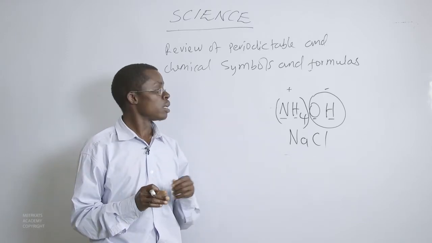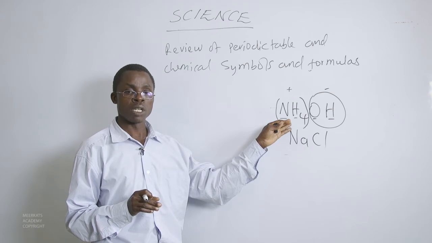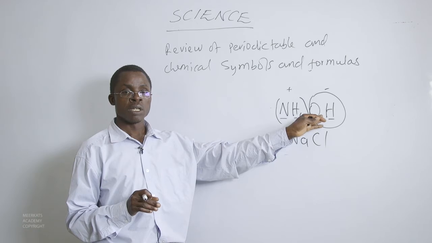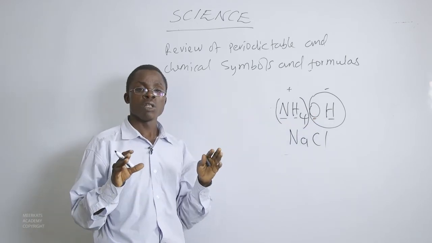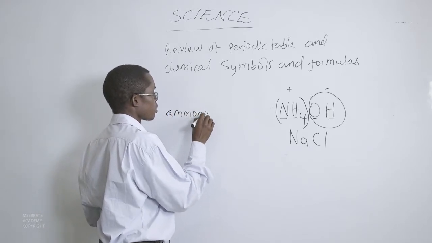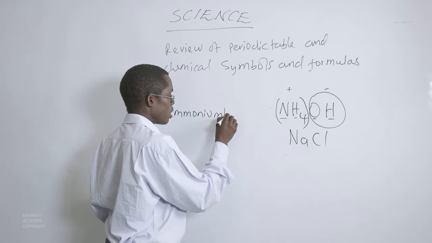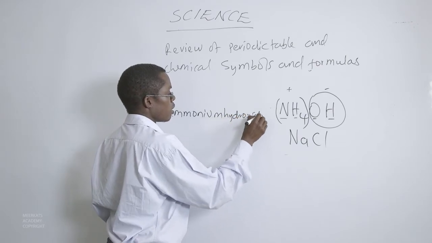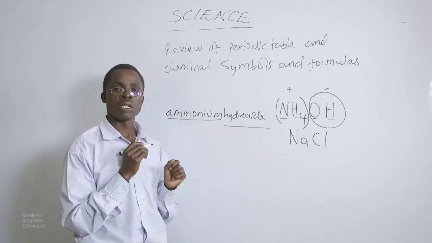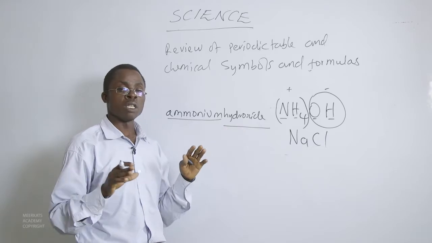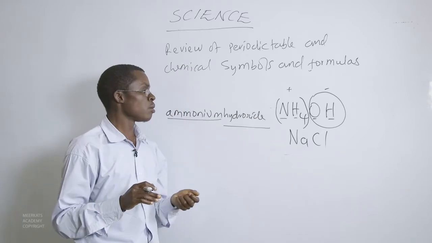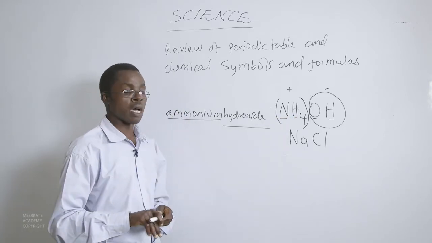Let's identify the names. The name for this radical is ammonium. The name for this other radical is hydroxide. For all radicals, the full name is given. So we have our name as ammonium hydroxide, carrying the two radicals separately. The full name hydroxide, the full name ammonium, giving us the name ammonium hydroxide.